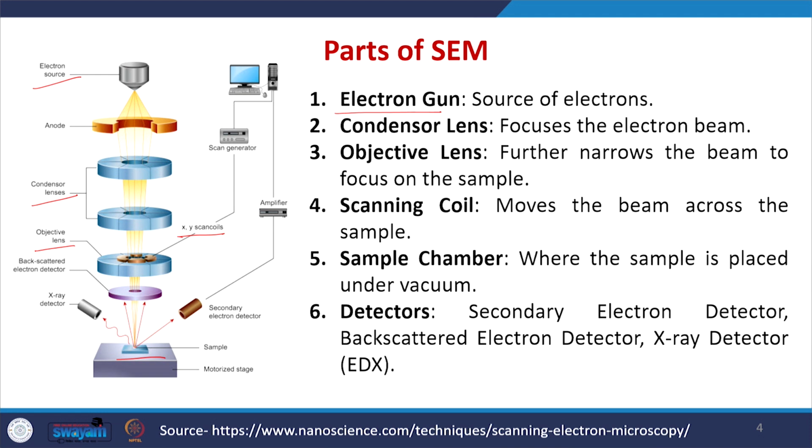Once the signal is generated from the sample, it will be detected by the detectors. We have three detectors: one is the backscattered electron detector, another is the X-ray detector, and the third is the secondary electron detector. The signals will be amplified and the image will be generated.